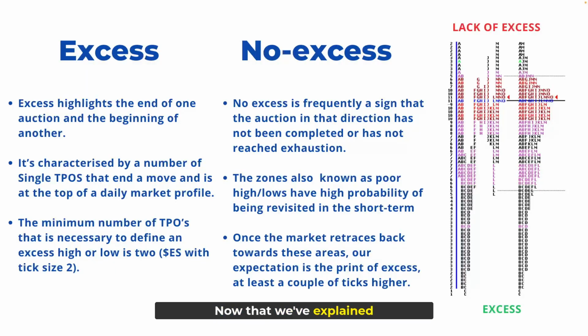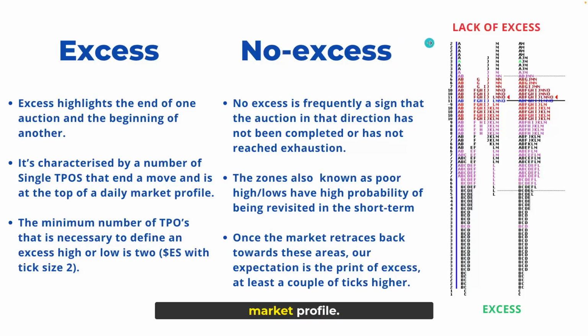Now that we've explained the auction framework, let's talk a bit about what excess actually is. Excess, commonly referred to as buy or sell tails, highlights the end of one action and the beginning of another action. No excess, also known as poor high or low, is frequently a sign that the auction in that direction has not been completed or hasn't reached exhaustion. When you have more than one day without excess, the odds of continuation follow-up are increased.